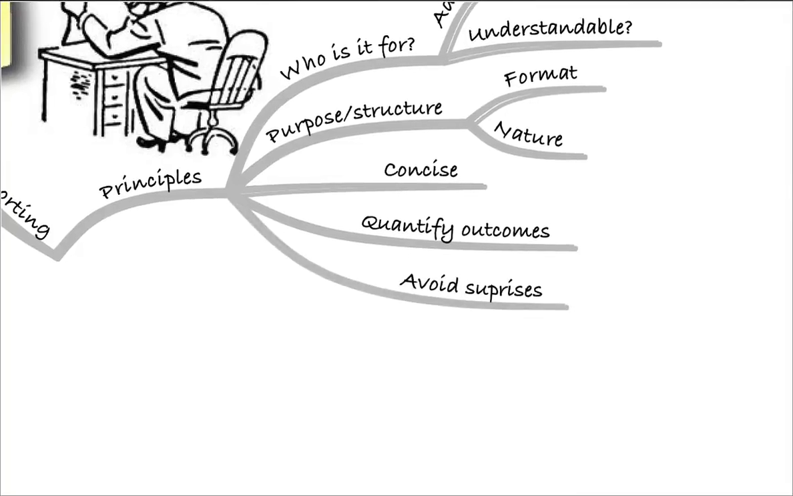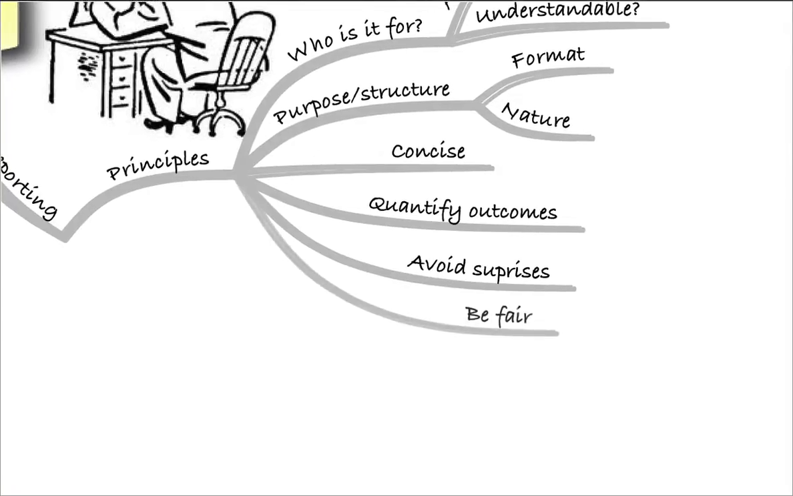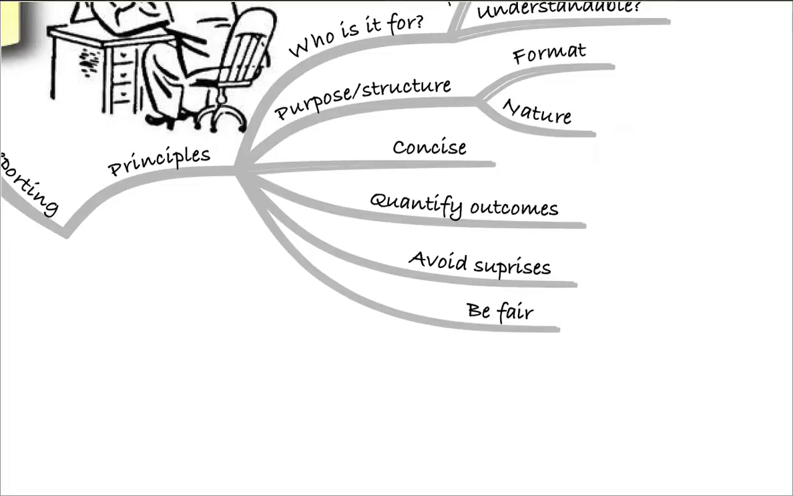The report should also avoid surprises, so that you're not just dumping things onto people that weren't expecting it. People who have maybe made mistakes or aren't implementing controls need to be informed before the report comes out. And the report should be fair to all involved. So those are the principles behind providing the report.